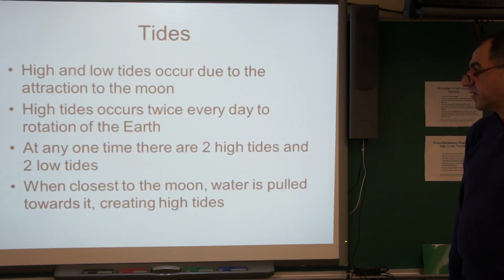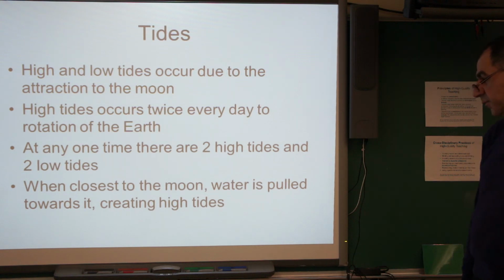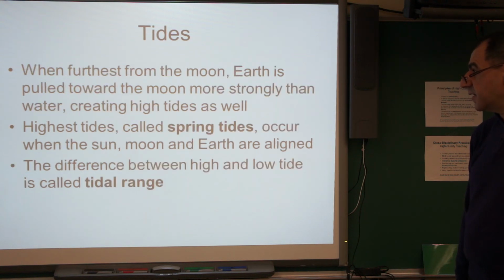Tides: high and low tides occur during the day and occur due to the attraction of the moon. High tides occur twice a day. At any one time, there are two high tides and two low tides, and when closest to the moon, water is pulled towards it, creating high tides. When furthest from the moon, the Earth is pulled towards the moon more strongly than the water, creating high tides as well. The highest tides, called spring tides, occur when the sun, moon, and Earth are aligned, and the difference between the high and low tides is called tidal range.